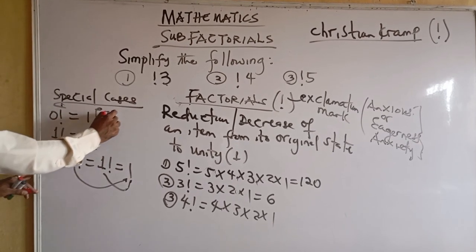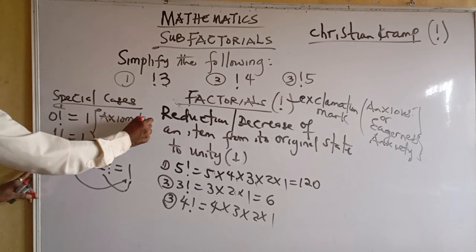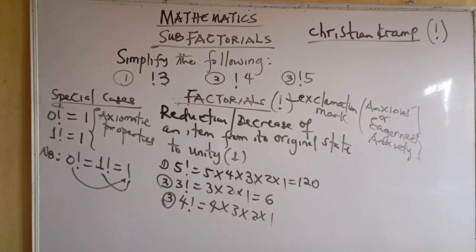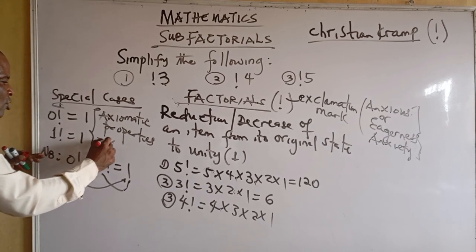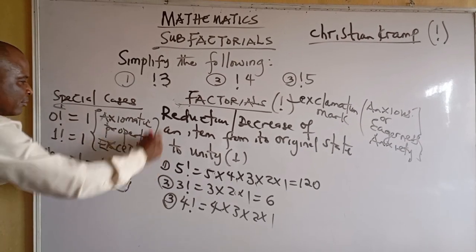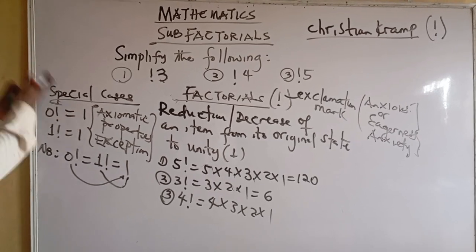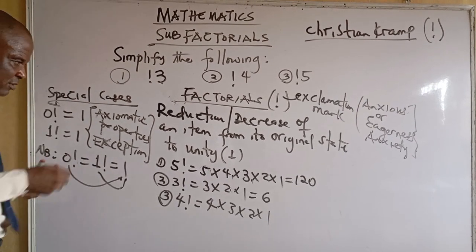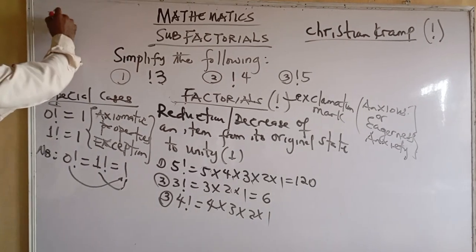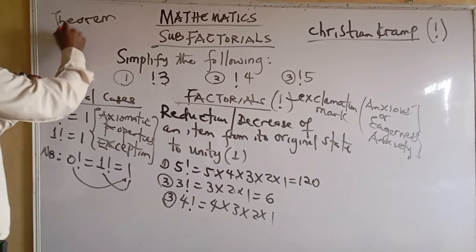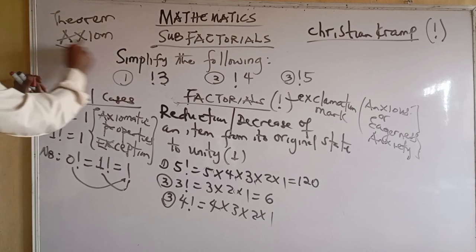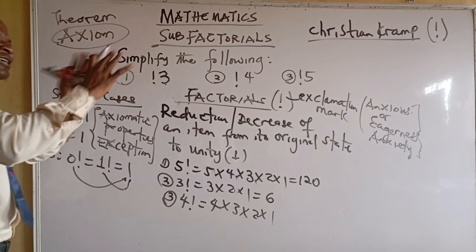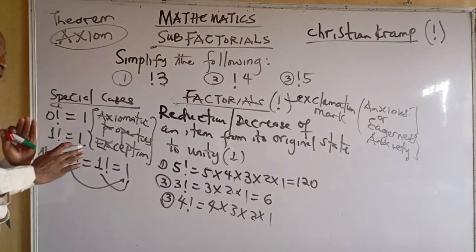I call this an axiomatic property, or I call them special cases or exemptions. What are axiomatic properties? Axioms are facts that have no proof. The difference between theorem and axiom, they are quite different. An axiom is a fact that has no proof, while theorems are facts that have proof.